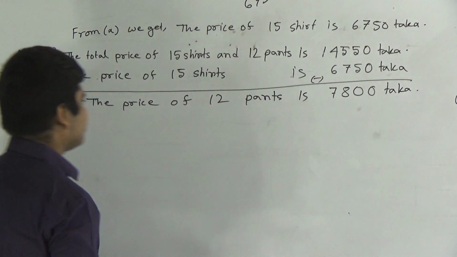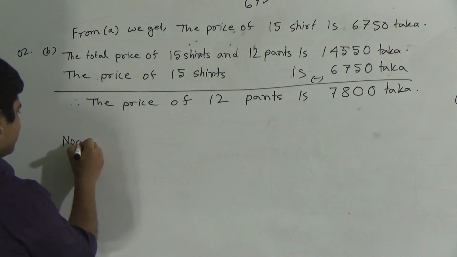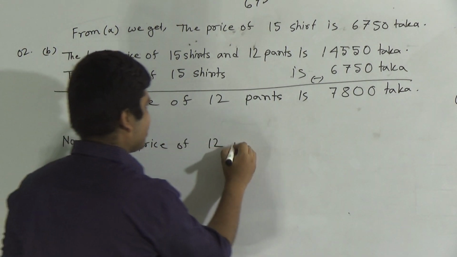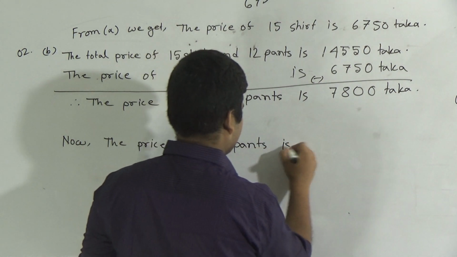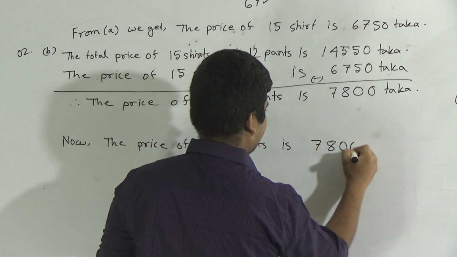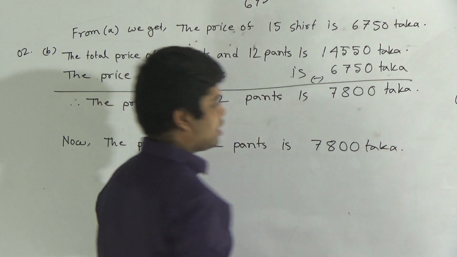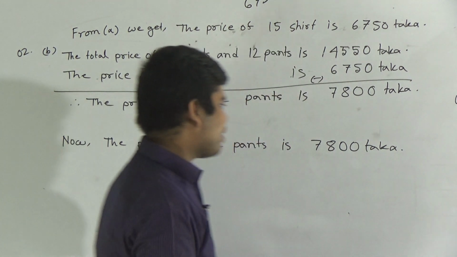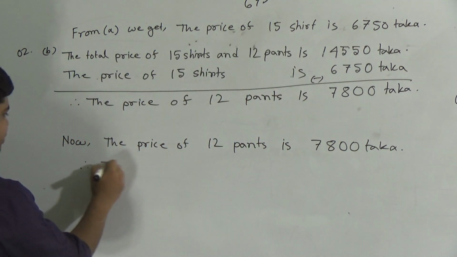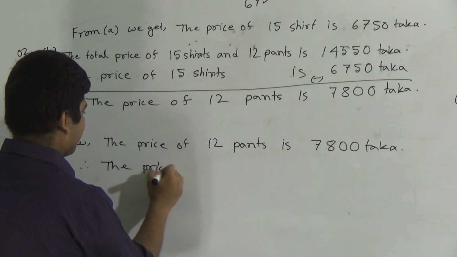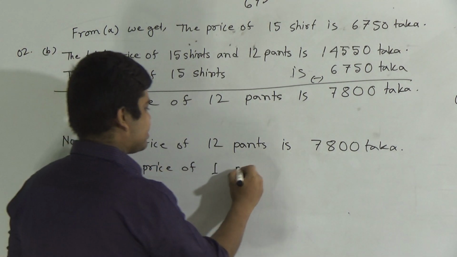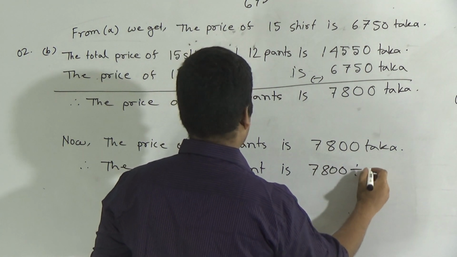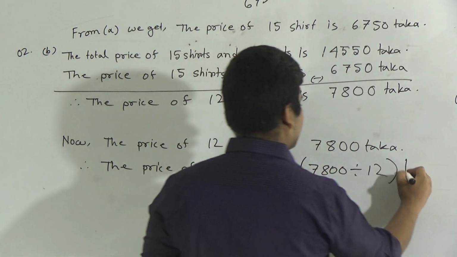Okay, now the price of 12 pants is 7,800 taka. Okay, but the question asks you to find out the price of one pant. So now we find, therefore the price of one pant is 7,800 divided by 12 taka.